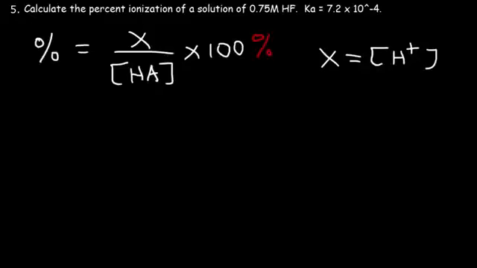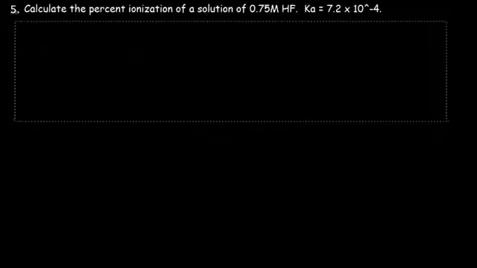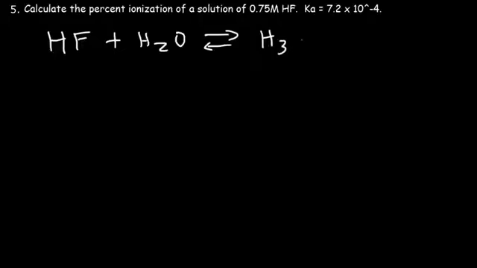Now, when you're dealing with bases, X represents the amount of hydroxide. And instead of HA, it's going to be the concentration of the base. That is the initial concentration. So now, let's go ahead and write a reaction. Once a weak acid is in a solution, let's say when it's dissolved in water, it's going to ionize. And because it's weak, the reaction is going to be reversible. So we need to put two arrows. Acids will always generate H3O+, the hydronium ion, and we're going to get the conjugate base, fluoride.